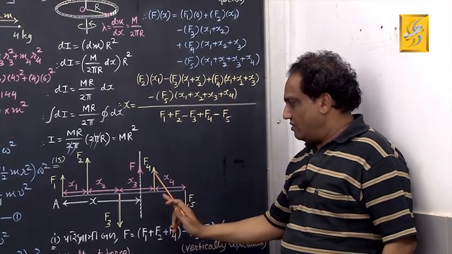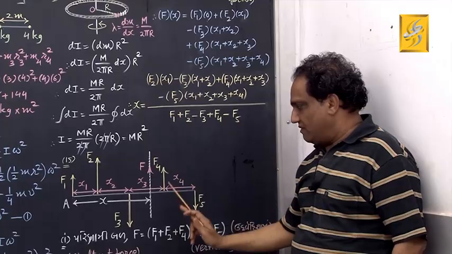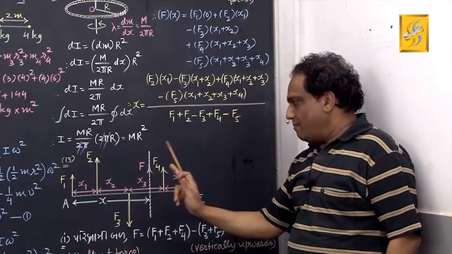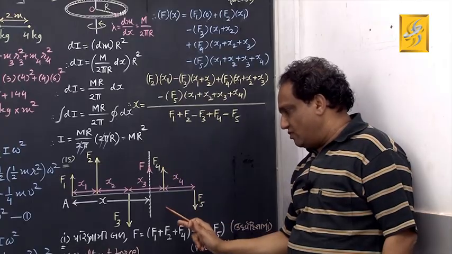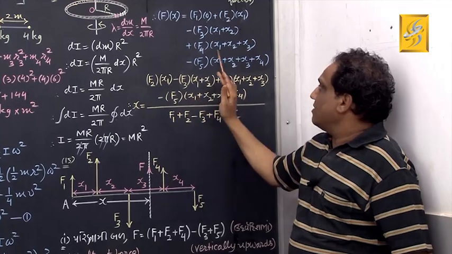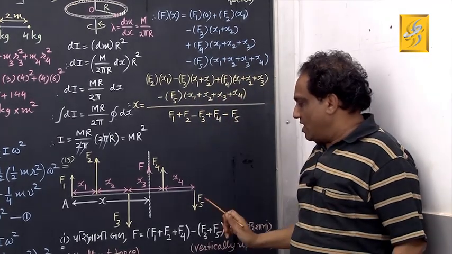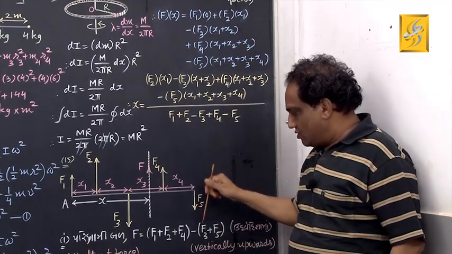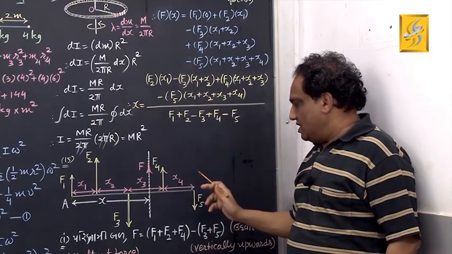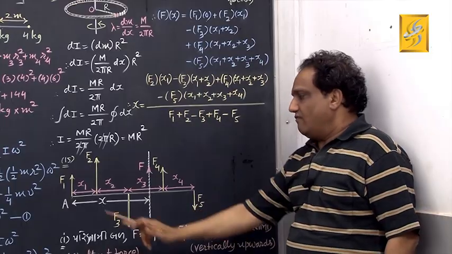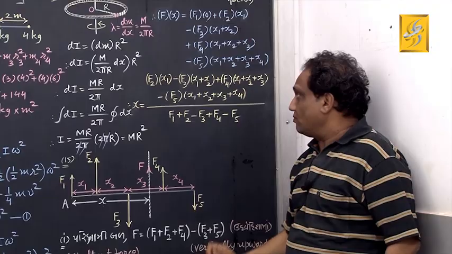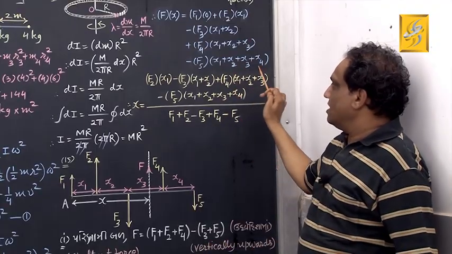F4 is vertically upwards, so I take it positive: plus F4 into the perpendicular distance of the line of action of this force from this reference point. It will be x1 plus x2 plus x3. And what about F5? It is vertically downwards, so I take it negative: minus F5 into the perpendicular distance of the line of action of this force from this reference point. It will be x1 plus x2 plus x3 plus x4.